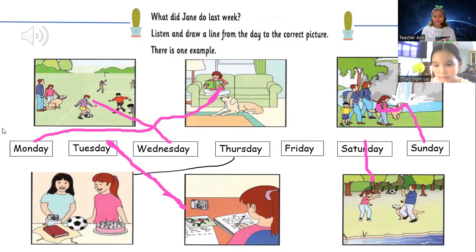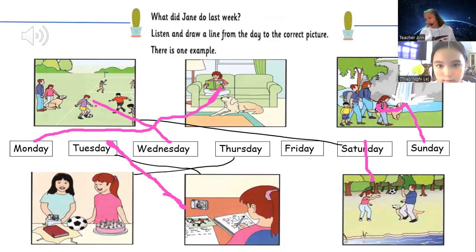Okay. Finished. Okay, number 1. Let us check your work. Okay, Tuesday. Tuesday. Oh, it is here. Okay, what did Jane do last Tuesday? Jane is doing her homework. Doing her homework. Next. Okay, very good.